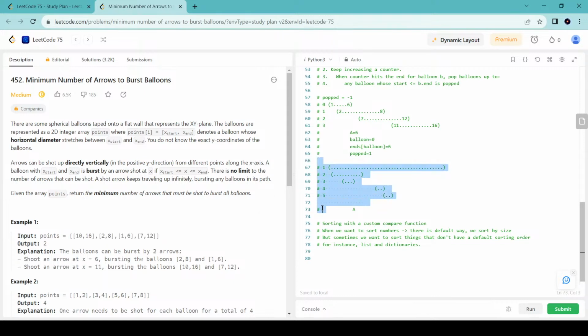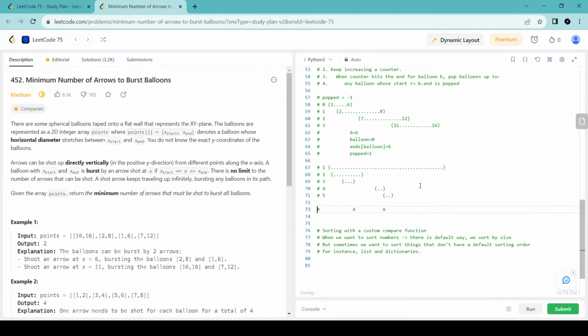So the problem here is, given a list of balloons, which is a list of intervals. For instance, this would be 1, 2, 3, 4, 5 balloons. We want to find out the minimum number of arrows we need to pop all the balloons, which means we need a set of numbers, or indexes, such that all intervals contain at least one number from the set, and this is the smallest set possible.